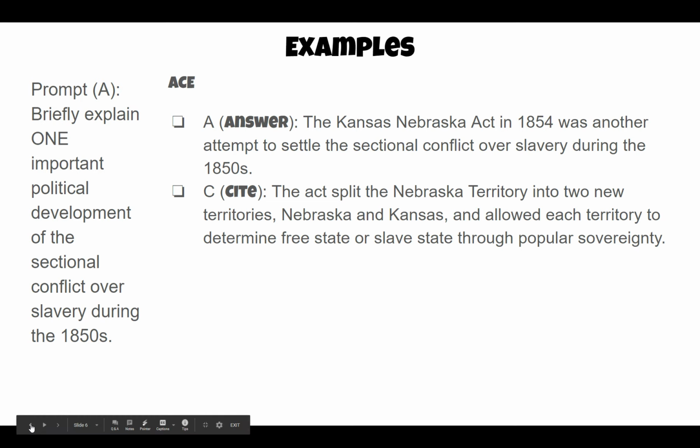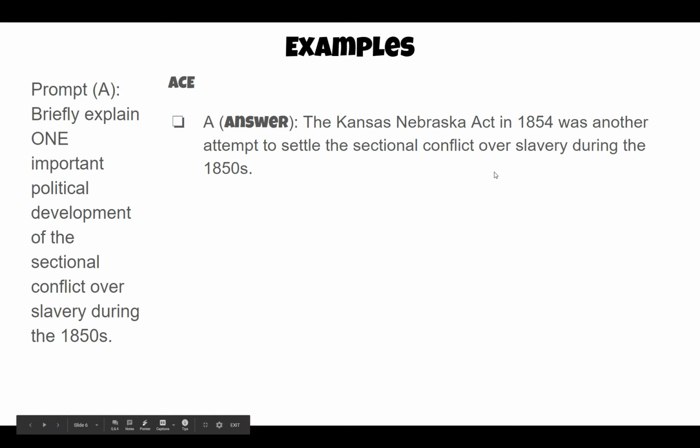Remember, it has to do with slavery, to solve that sectional conflict. And then it's in 1854, so I meet that parameter that it has to be in the 1850s. Okay, and if you notice, I'm specific. I'm not giving them multiple answers. I'm giving them one, and that's what they ask for, and that's what I'm giving them.